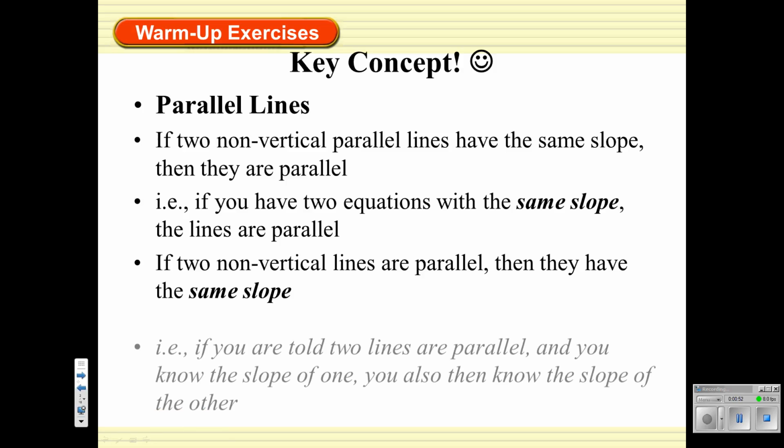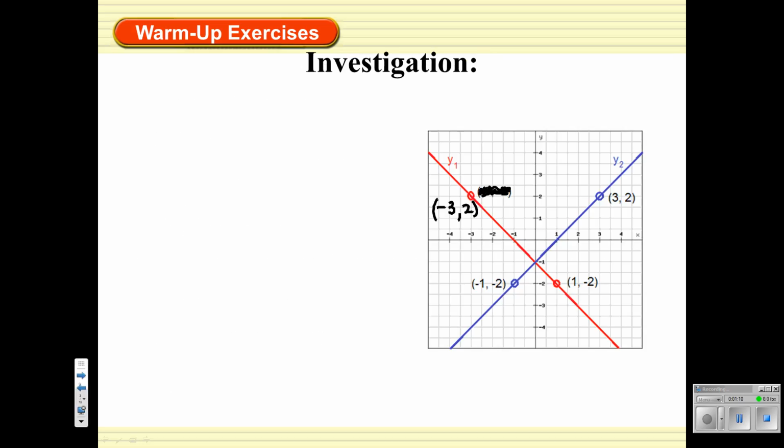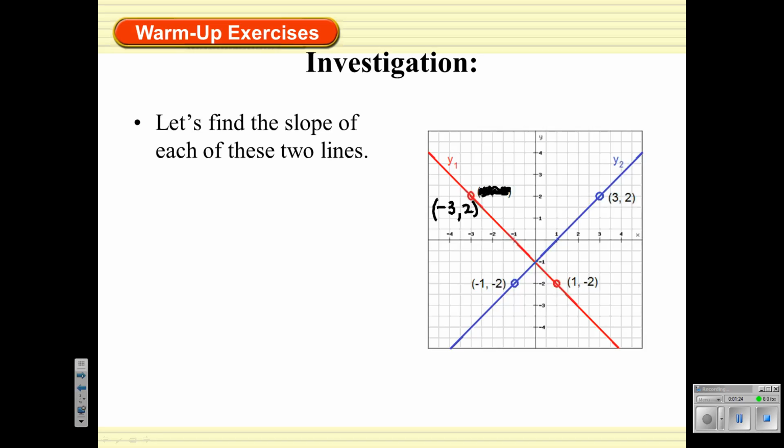So in other words, if you're told these two lines on this graph are parallel, and you know the slope of one, then you also know the slope of the other, because you're told they're parallel, so you know they would have the same slope. Okay? All right, and then our next key concept, we're going to do an investigation first. We have two lines, a red line and a blue line that passes through each of these points. So let's find the slope of each of these two lines.